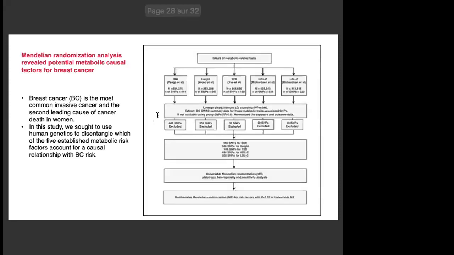Okay, so this is a study conducted by my student. We are looking at the causal relationship between metabolic risk factors and breast cancer. We looked at 5 different metabolic risk factors: BMI, height, type 2 diabetes, HDL-C, and LDL-C. HDL is high-density cholesterol and LDL is low-density cholesterol. Those 5 traits are metabolic risk factors, and we are looking at their causal relationship with breast cancer. So we use those risk factor associated SNPs to infer the causality for breast cancer.